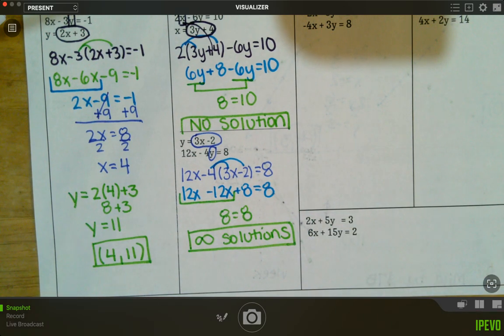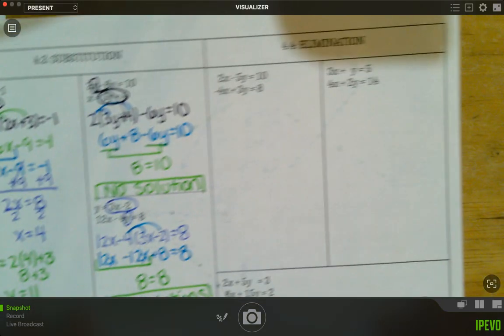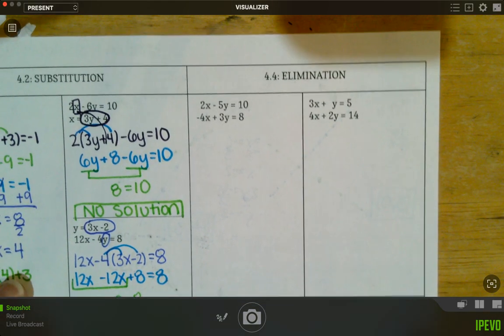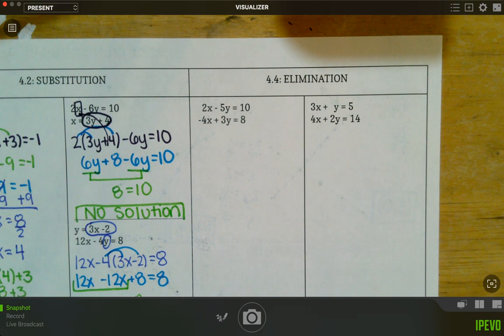All right, now let's talk about elimination. You guys have absolutely killed elimination if you've been paying attention. I'm not saying that none of us have struggled with it, but you guys have been doing really well if you've been listening to me.